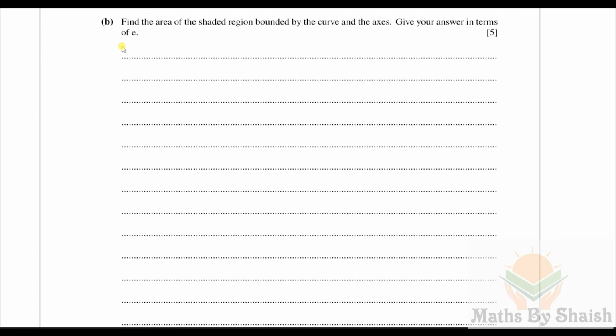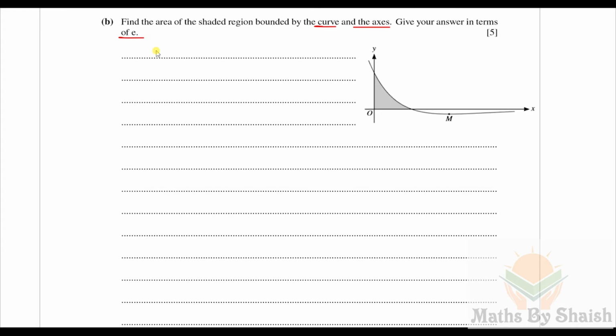Here's the B part. Find the area of the shaded region bounded by the curve and the axis. Give your answer in terms of e. So first of all, I'll bring the diagram here. So here's the diagram. In order to find the area of the shaded region, we need to find first of all this point, so that we can use the integration formula from 0 to this point, integration of this function dx. The curve is y is equal to 2 minus x e raised to the power minus half x.